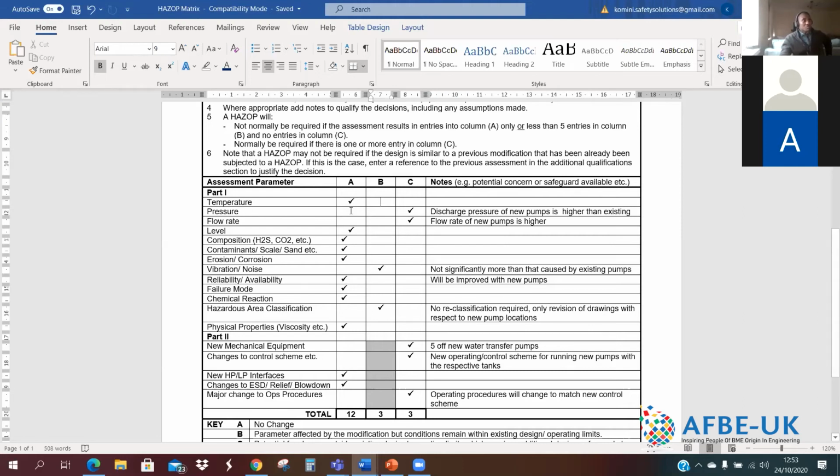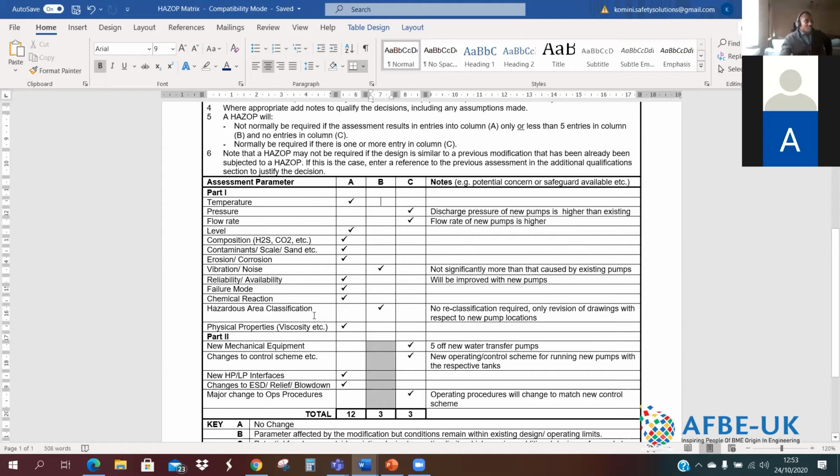Likewise, for pressure: if it's not changing, take an A. If it's changing but still within design limits, take a B. If it's changing beyond or above, or even below design limits, you take your C, and then obviously you put your comments in there to say exactly what is changing. Likewise, flow rates. You would find that when we go over the HAZOP guide words later, if you're familiar with them, these are the typical HAZOP guide words.